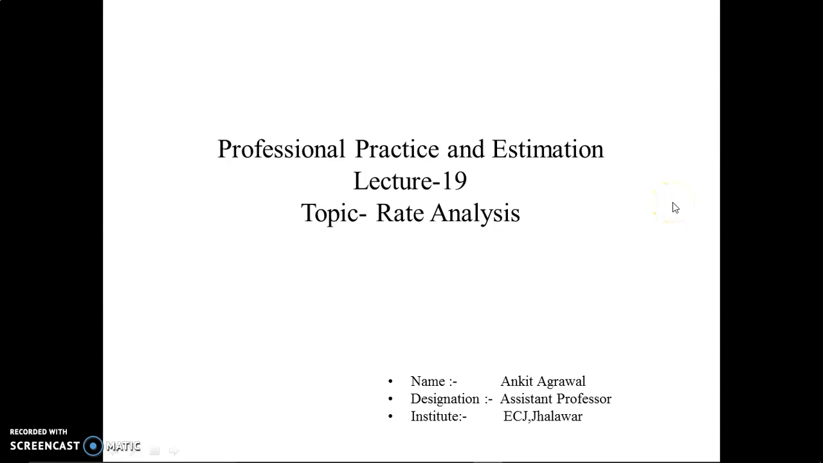Hello everyone, this is our 19th lecture and today's topic is rate analysis. In our previous lecture, we discussed the quantities part only, meaning we have to find the quantity for different materials or different items. We also discussed the abstract of cost part. Here we find the cost of a particular material, but in our previous lecture we found the work cost.